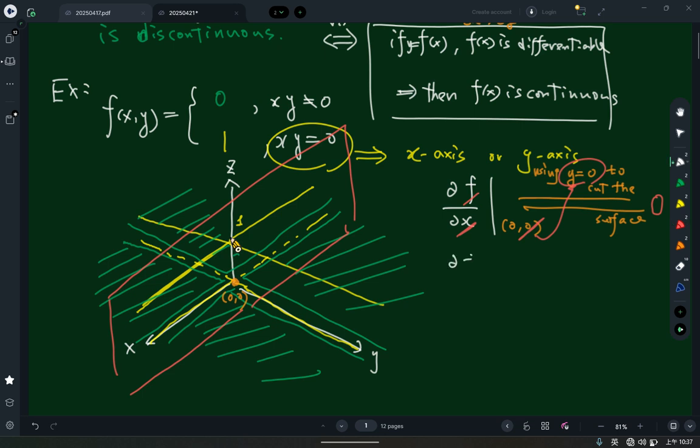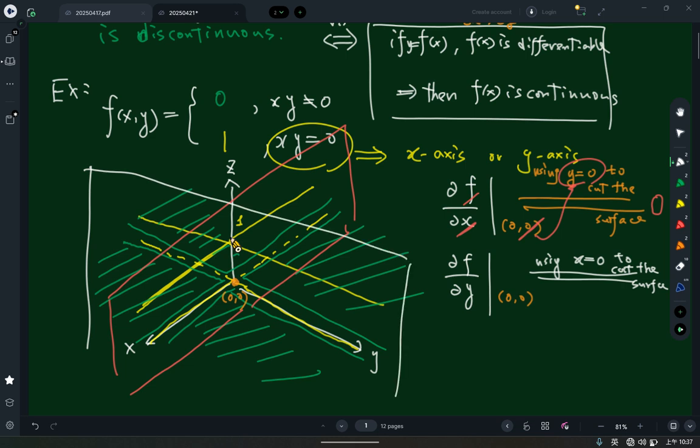Okay, so following the same idea, if you just calculate partial f, partial y, then we also focus on 0, 0. That means you just use x equal to 0 to cut the surface. This time you use x equal to 0, this plane, to cut the surface. Again, you can see the intersection of the plane and the surface will be this horizontal line. If you want to calculate its slope for this tangent line, it is also 0.